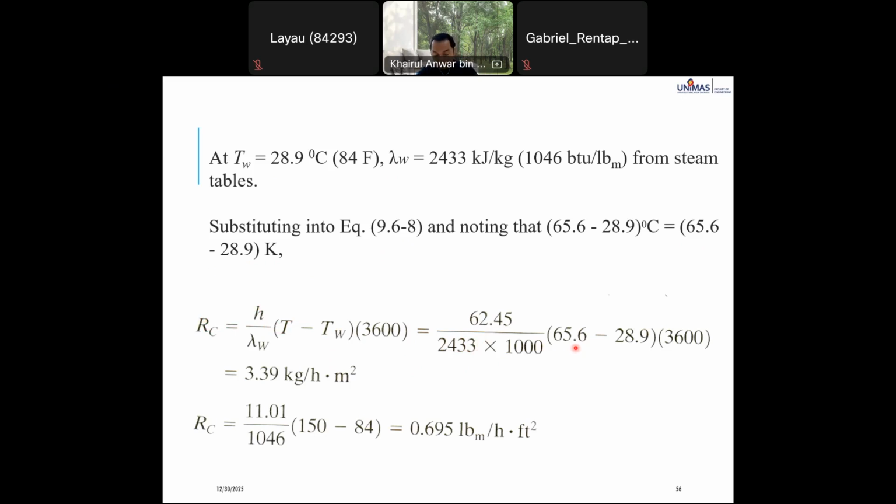Inlet air, minus 28.9, the wet bulb temperature. Where do we get the wet bulb? From the humidity chart. Divided by 600, we get 3.39 kg per hour meter square.